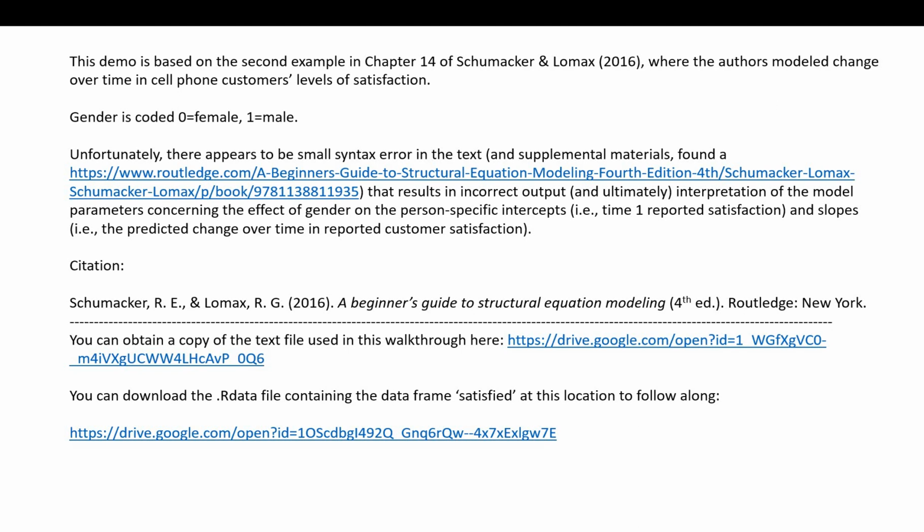So unfortunately, there appears to be a small syntax error in the text that results in incorrect output, and ultimately impacts the interpretation of the model parameters concerning the effect of gender on the person-specific intercepts and slopes. So this particular presentation is not aimed as a critique per se. It's mainly just a walkthrough of the analyses, but using the corrected version of the syntax.